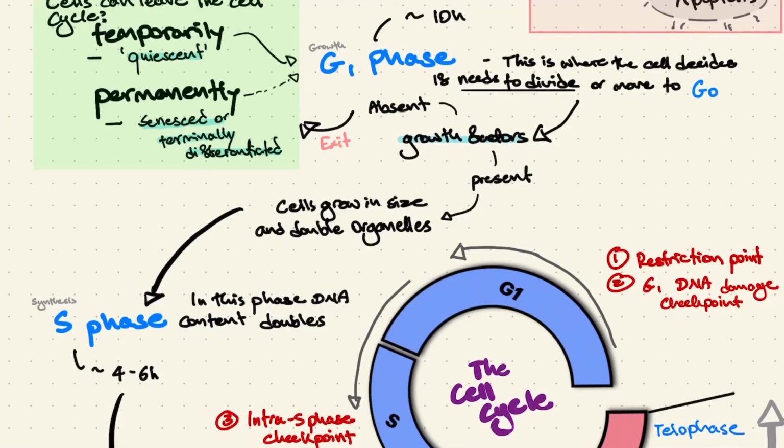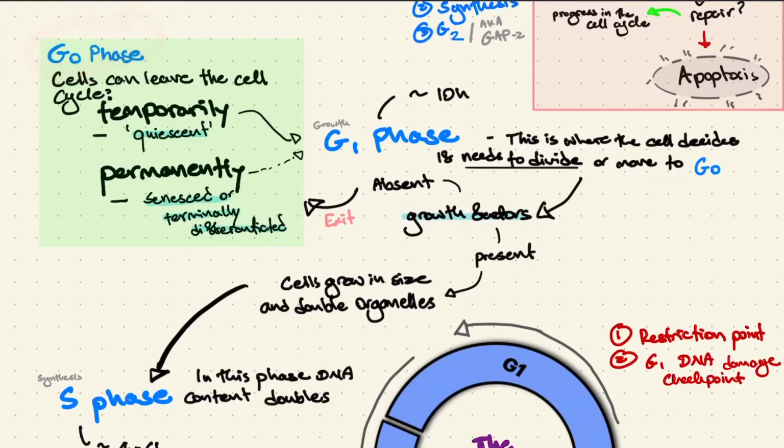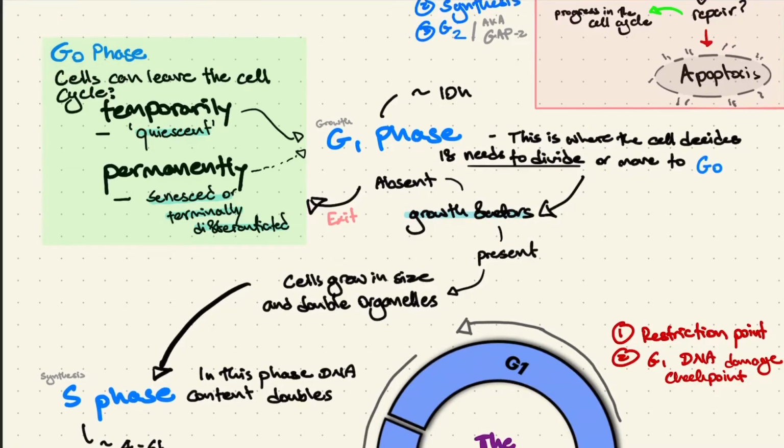On the other hand, if growth factors are absent, then the cell will exit the cell cycle and move out to the G0 phase. The G0 phase is not part of the cell cycle, and it's sort of a resting phase where the cells are not dividing. Now, cells can leave the cell cycle temporarily. For example, stem cells, which can re-enter the cell cycle quite easily whenever cells are needed.